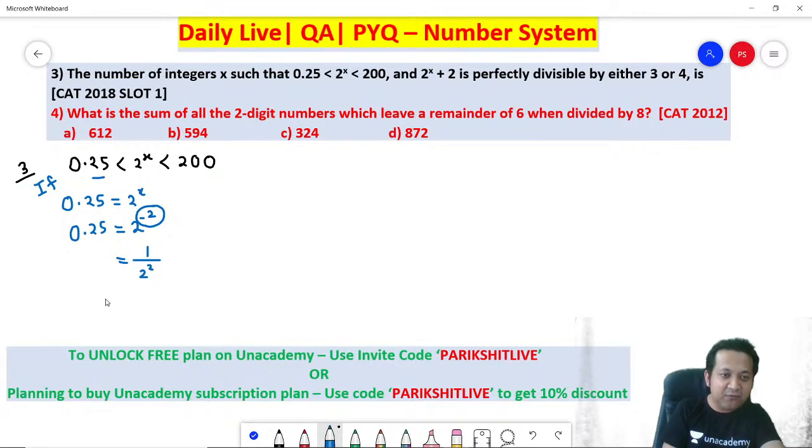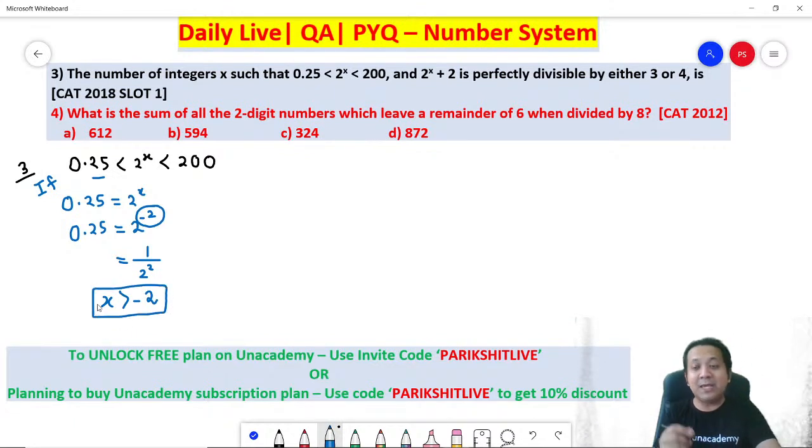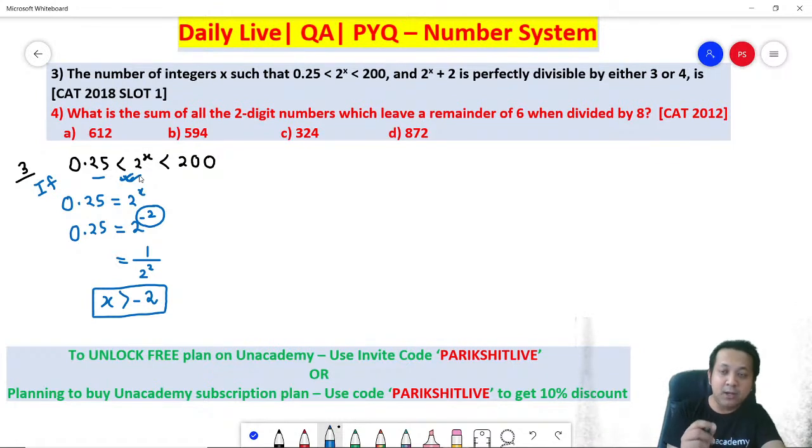If x is equal to minus 2, 2 to the power x is equal to 0.25. So can I say the value of x definitely has to be greater than minus 2? Why? Because we need 2 to the power x to be greater than 0.25. If you take minus 3, 2 to the power minus 3 is 1 by 2 cube, which is 1 by 8, or 0.125, and that is not greater than 0.25. So x cannot be minus 2 or less than minus 2. It has to be greater than that.